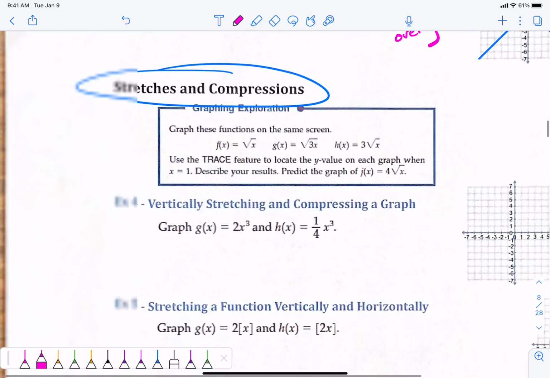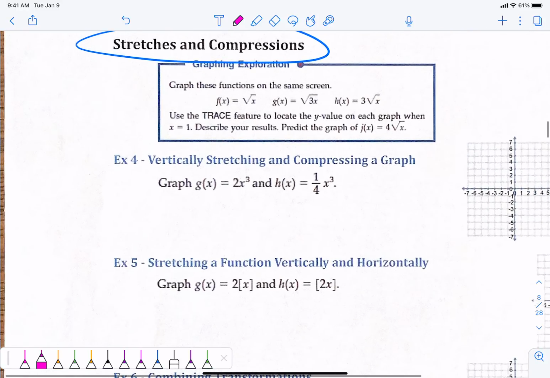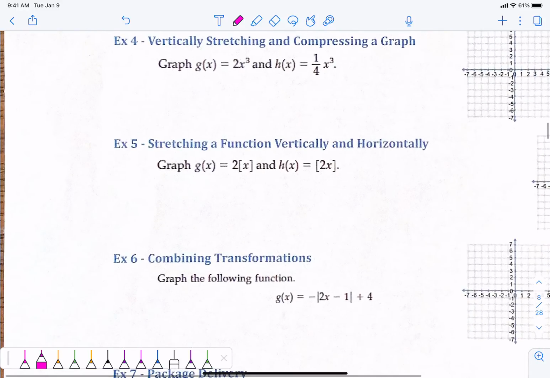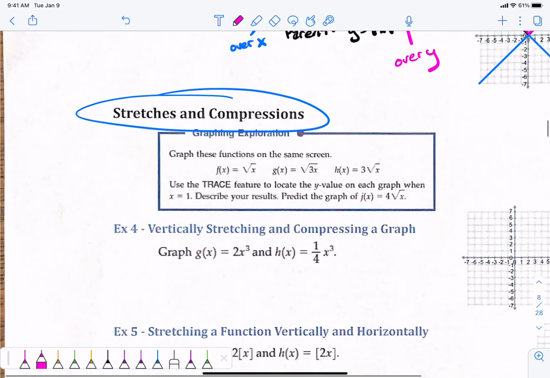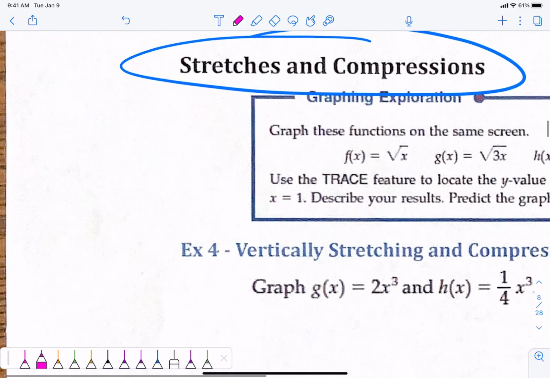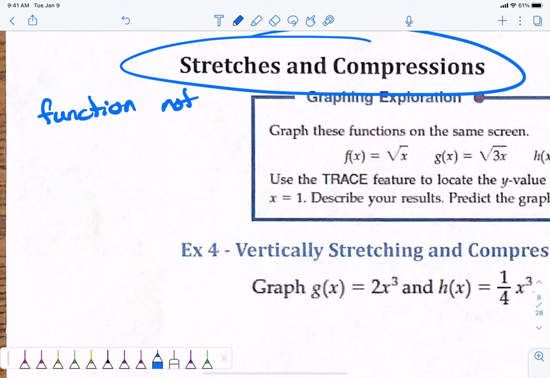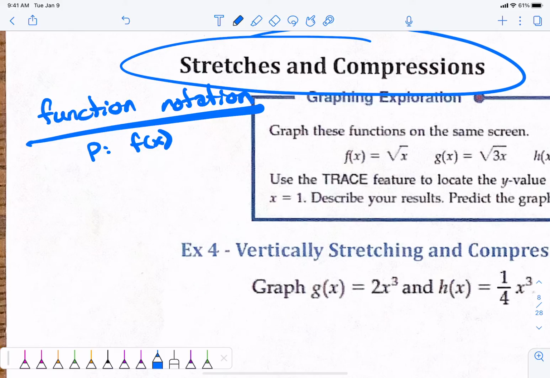Next is stretches and compressions. This is vertical and horizontal. Okay, so let's go over here. Vertical, horizontal. This is function notation. So the parent is still, we're going to call him f of x. This is function notation, so this is just the generic form.